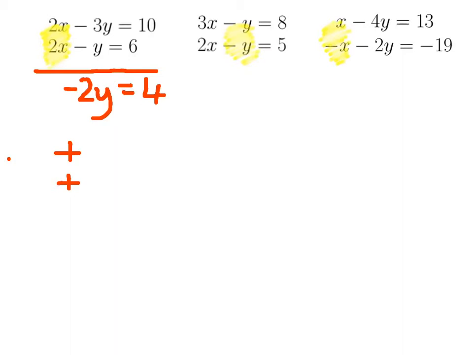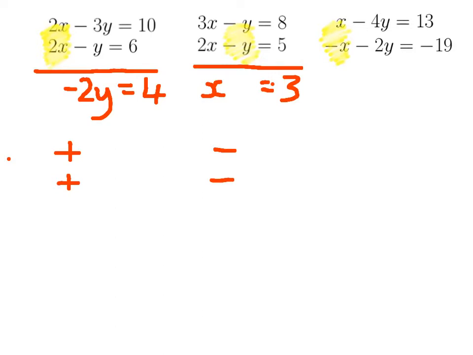For the second pair of equations, we've got a minus y and a minus y. And again, because we've got the same sign there, minus minus, we are also going to subtract. So 3x take away 2x is x, minus y minus minus y is minus y add y, which is nothing, which is good. And then 8 take away 5 is 3. And you could find out y from there. Again, you can do that.